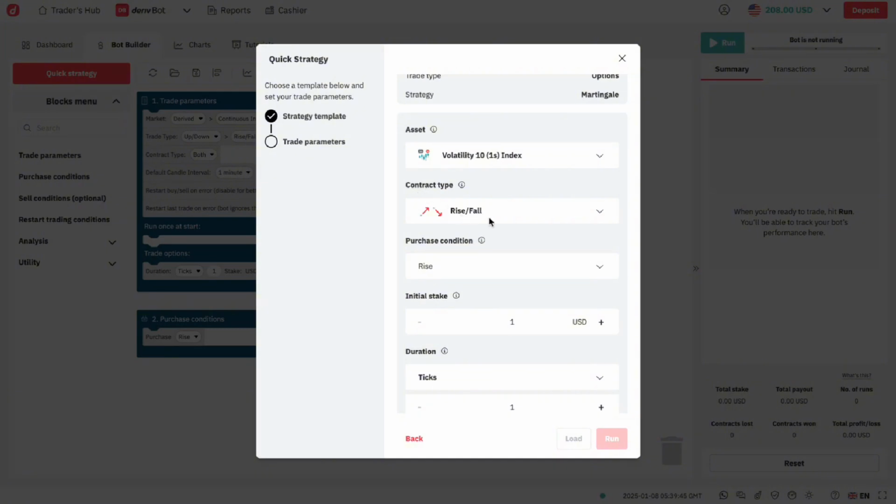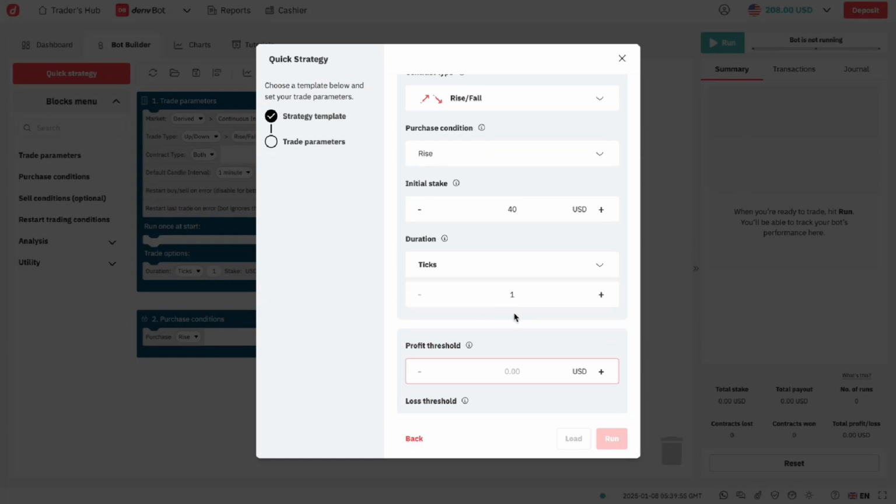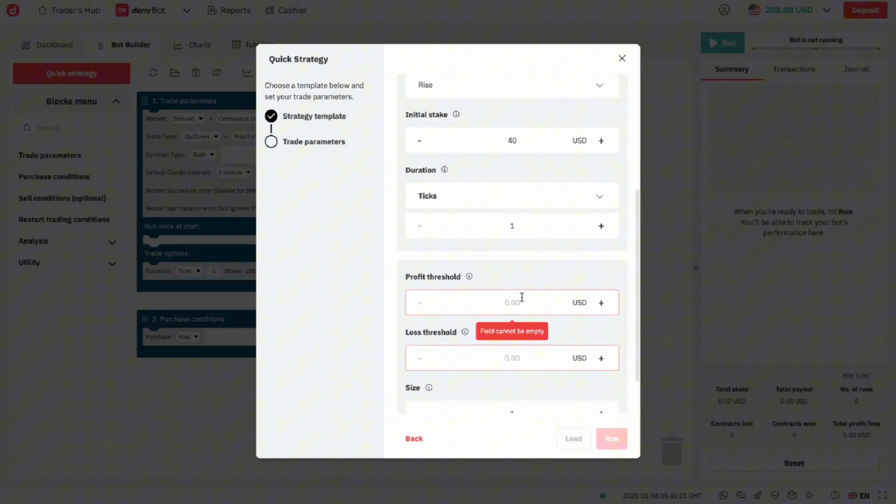Contract type, I want rise and fall. The purchase condition, for now it can remain on rise, and then the initial stake we use 40. The ticks we use 1. So if you're doing manual trading, you could use seconds, minutes, hours, or days. But for us, because we're using a bot, we'll use 1 tick.